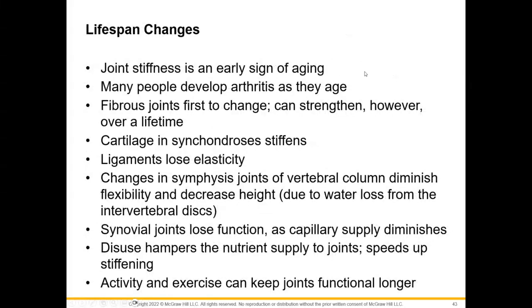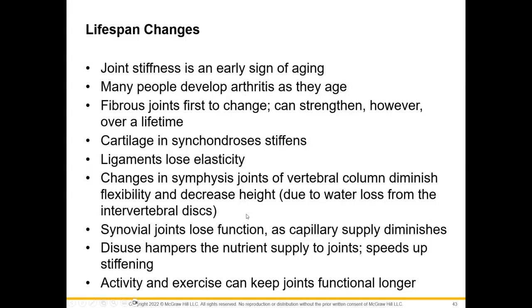Okay, lifespan changes. Well, joint stiffness is very common as you get older. Many people develop arthritis as they age. You can help with a lot of this with certain types of anti-inflammatories or continuing to take calcium supplements. Fibrous joints are the first to change. They can strengthen, however, over a lifetime. Cartilage and synchondroses start to stiffen. Ligaments lose their elasticity, so people start having a little bit more trouble being flexible.